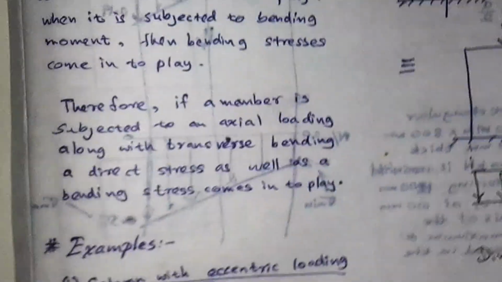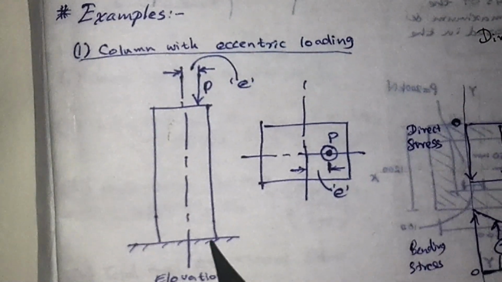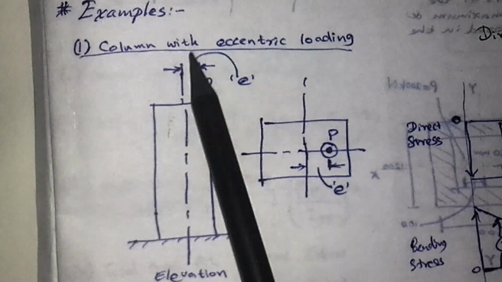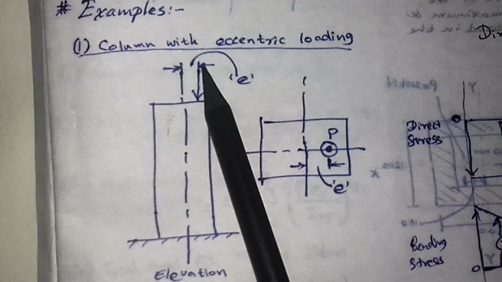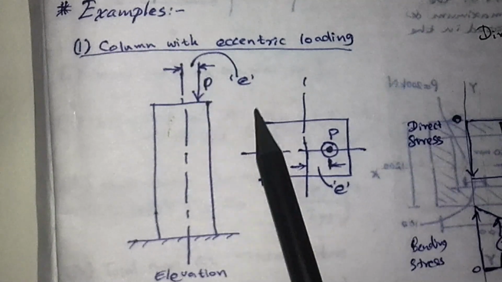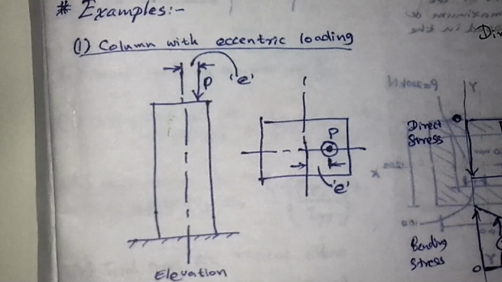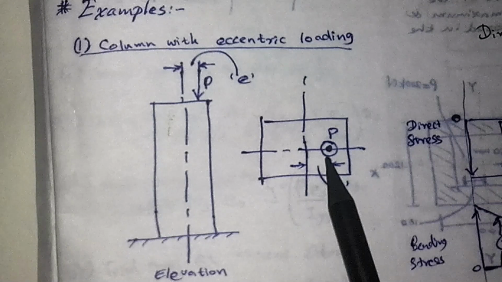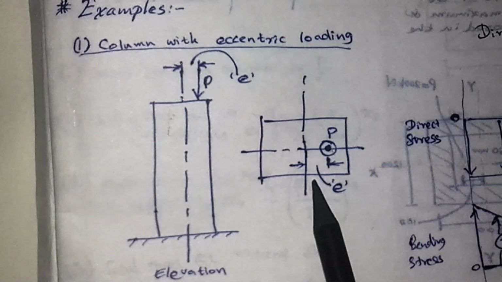As an example, let's move to this example. Here we have a column with eccentric loading. You can clearly see this is the column, this is the center line. Then the load is not acting in the center, it has a small distance E, which we call eccentricity. When you consider the plan view of the column, you can clearly see the point load P is acting at a distance of E.